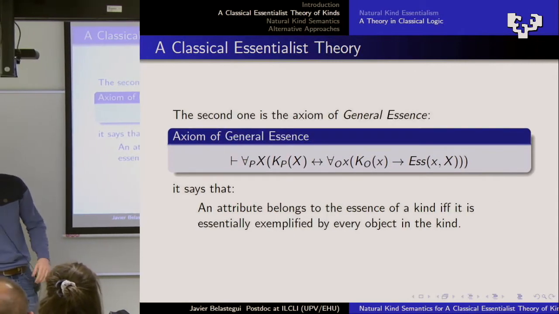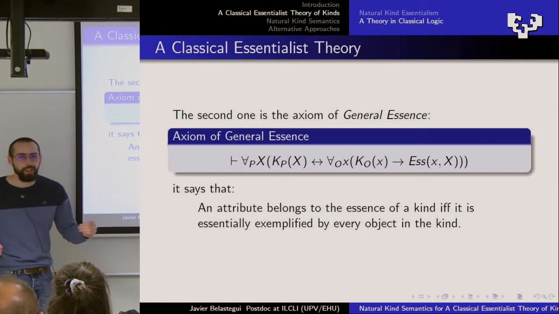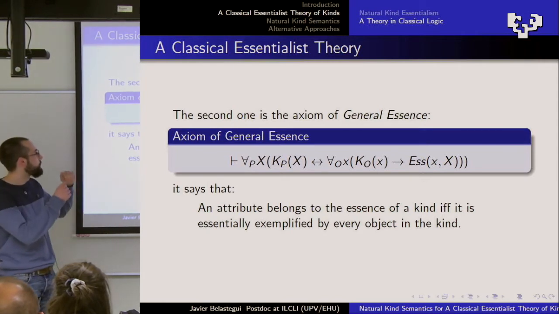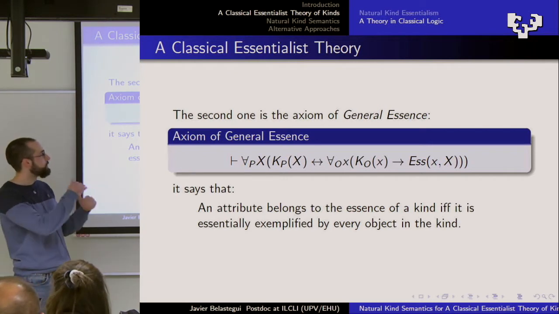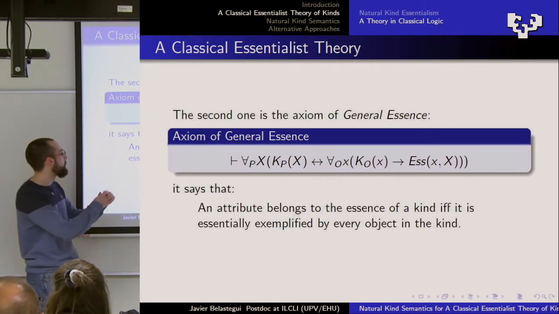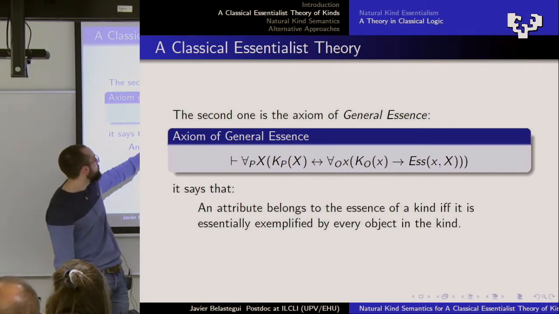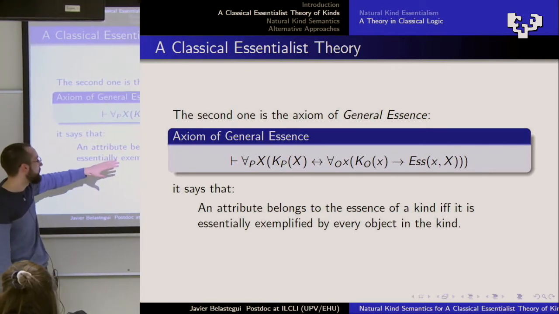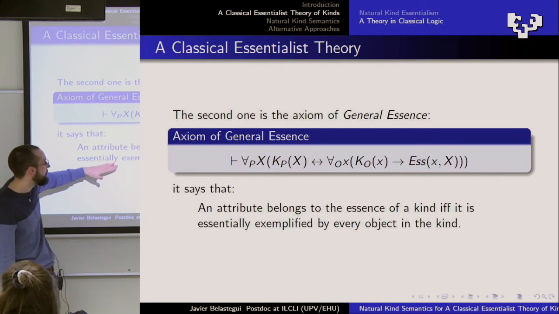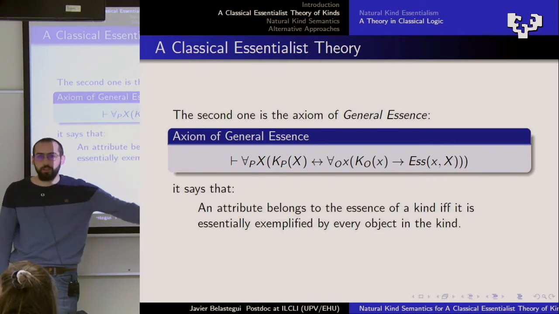Plausible. Here's the second axiom. This is dual to the other, so we just replace terms for the other sort. An attribute belongs to the essence of a kind if and only if it is had essentially by all the objects of the kind.